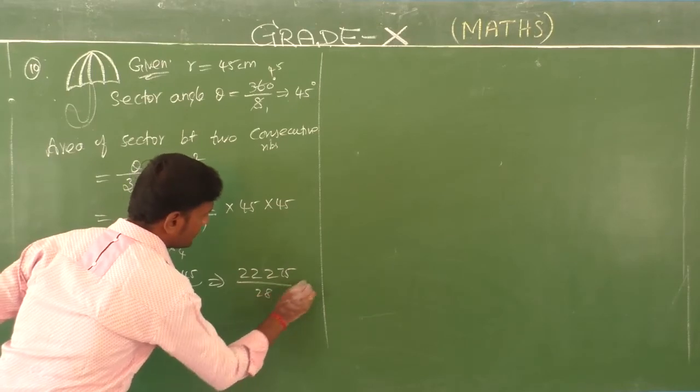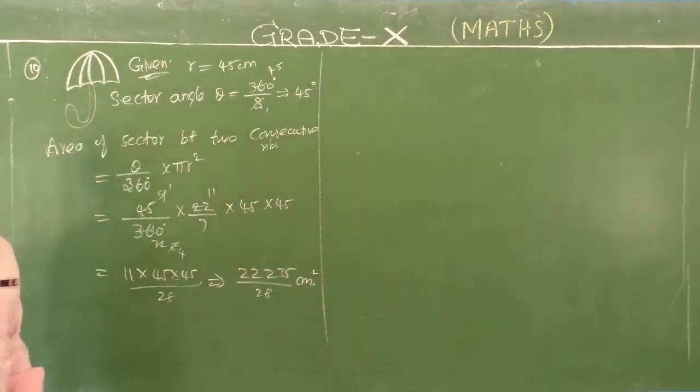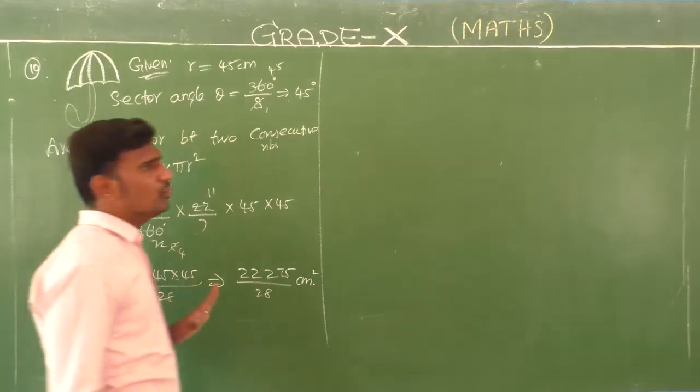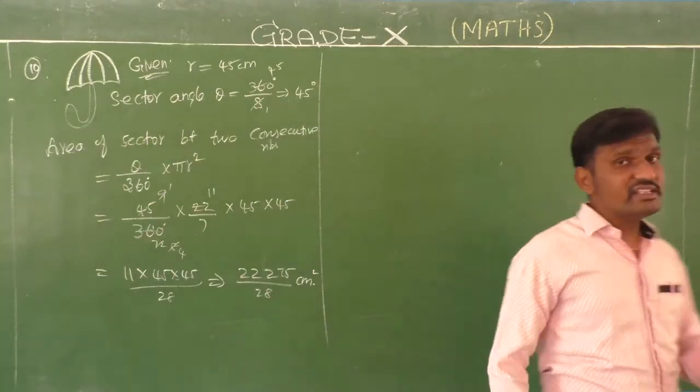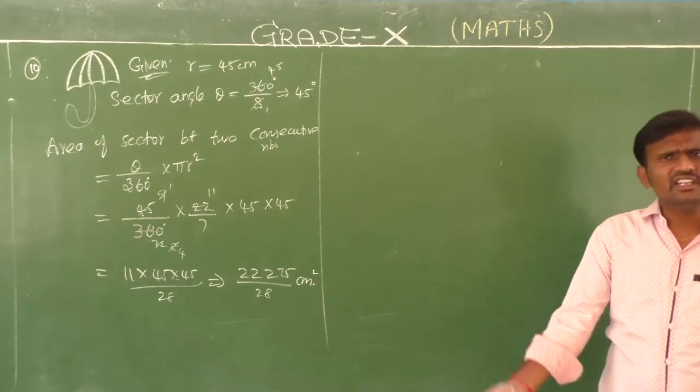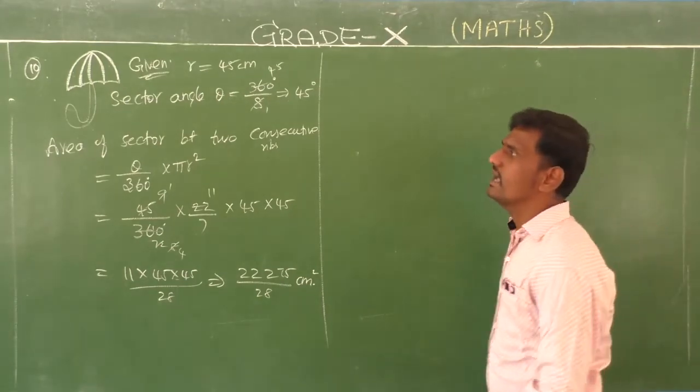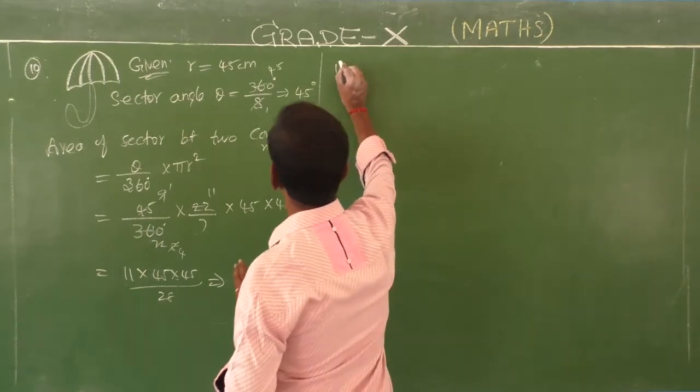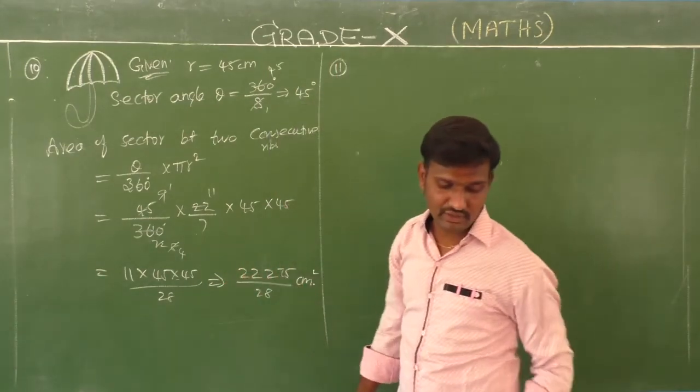22,275 by 28 centimeter square. Okay, if you don't want to divide, take the same thing. Okay, book bag answer you have that one. Otherwise I need to simplify this, that's your wish. Okay, yes. The next question, the 11th question, I'm going to give you.